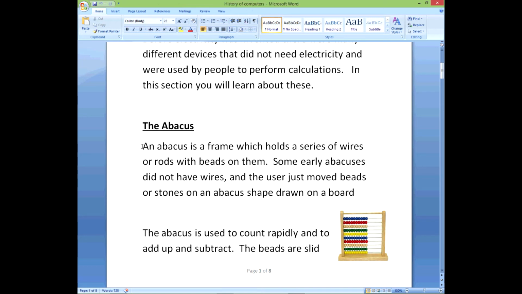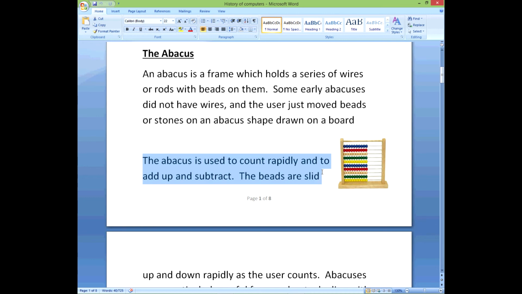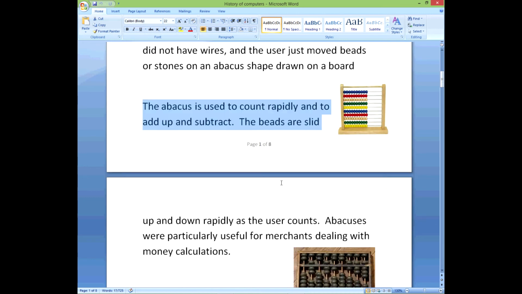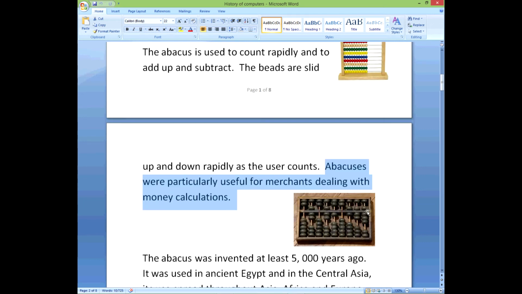Alright, let's go. So an abacus is a frame which holds a series of wires or rods with beads on them. Some early abacuses did not have wires and the user just moved beads or stones on shapes drawn on a board. The abacus is used to count rapidly and to add up and subtract. The beads are slid up and down rapidly as the user counts, or it can be slid left to right as well, by the way. Abacuses were particularly useful for merchants dealing with money calculations.